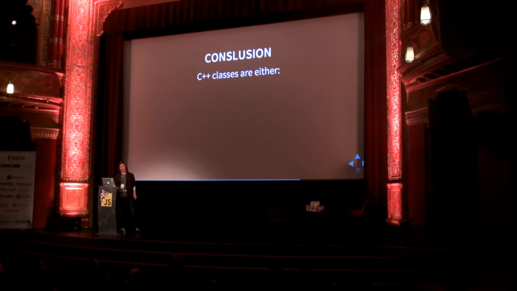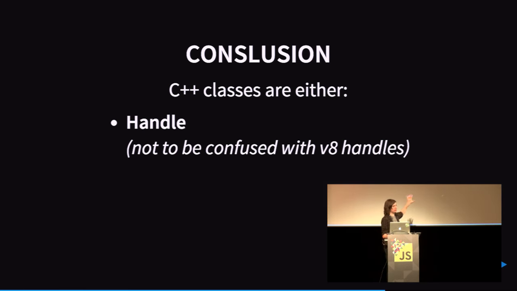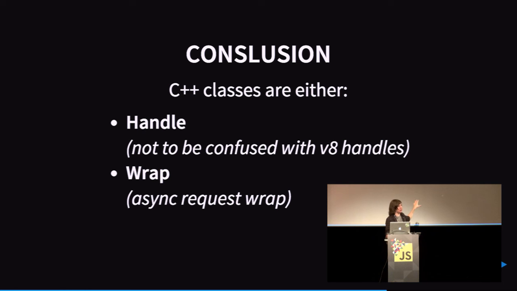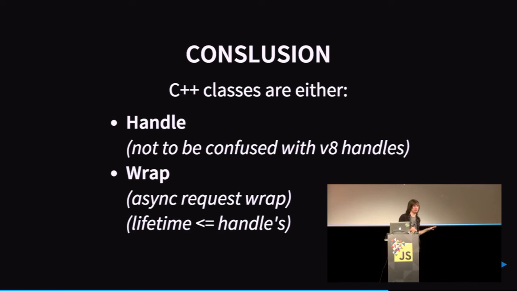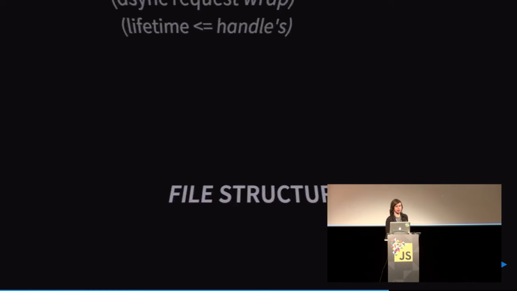So the conclusion. There are two types of classes. Handles are like TCP, UDP, even zlib is a handle. Reqs are requests, so it's an async request req. And reqs live much shorter than the handle instances, because you usually connect only once on a socket, perform writes before closing the socket, and stuff like that.